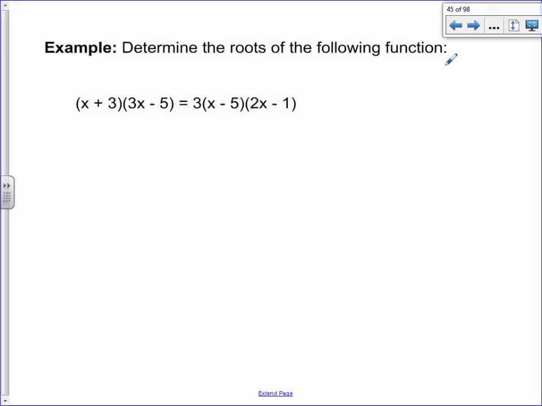So first thing, let's start with FOIL. If you haven't already beaten me to this, let's get started. X times 3x will give you 3x squared. That'll give you a 9x. You'll also have a minus 15 and a minus 5x. And I really don't care what order those 4 things are in, but you better have all of them.